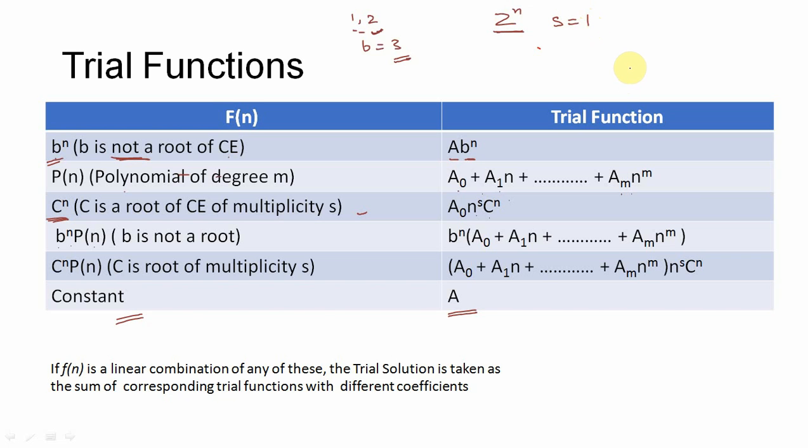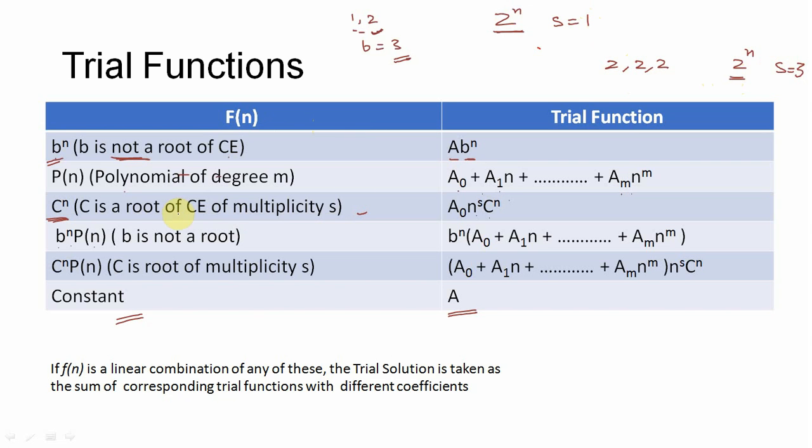Let's take another example, a simple example. Let us say the roots of the characteristic equation are 2, 2, 2. And then I am getting fn as 2 to the power n. In this case, 2 is a root of the characteristic equation with multiplicity 3. So this is the case.